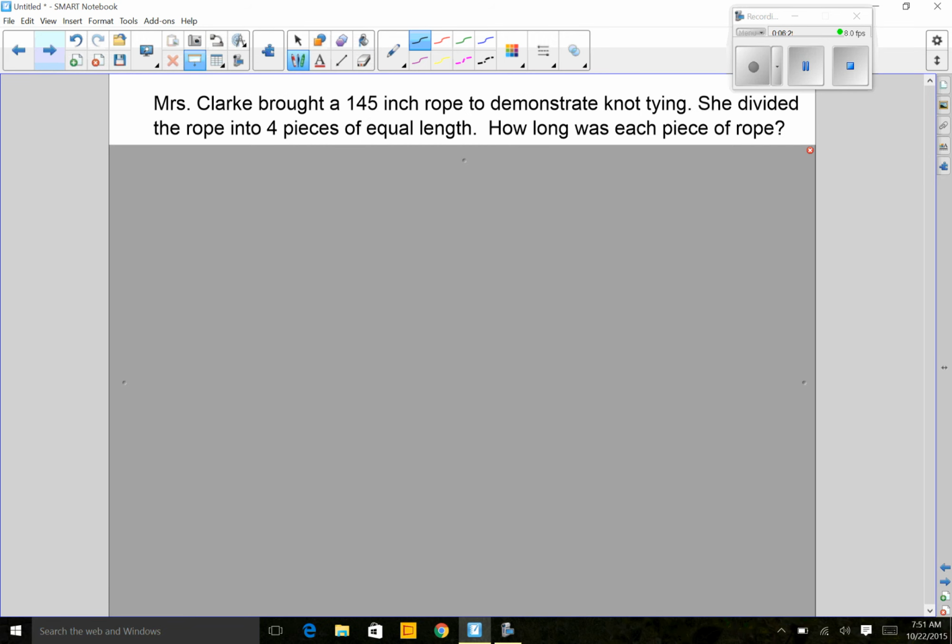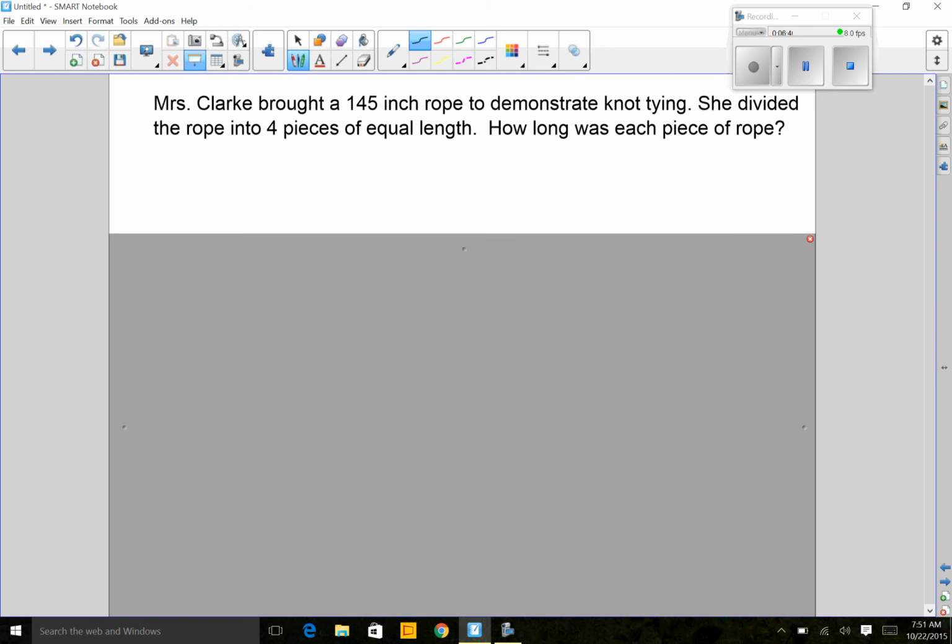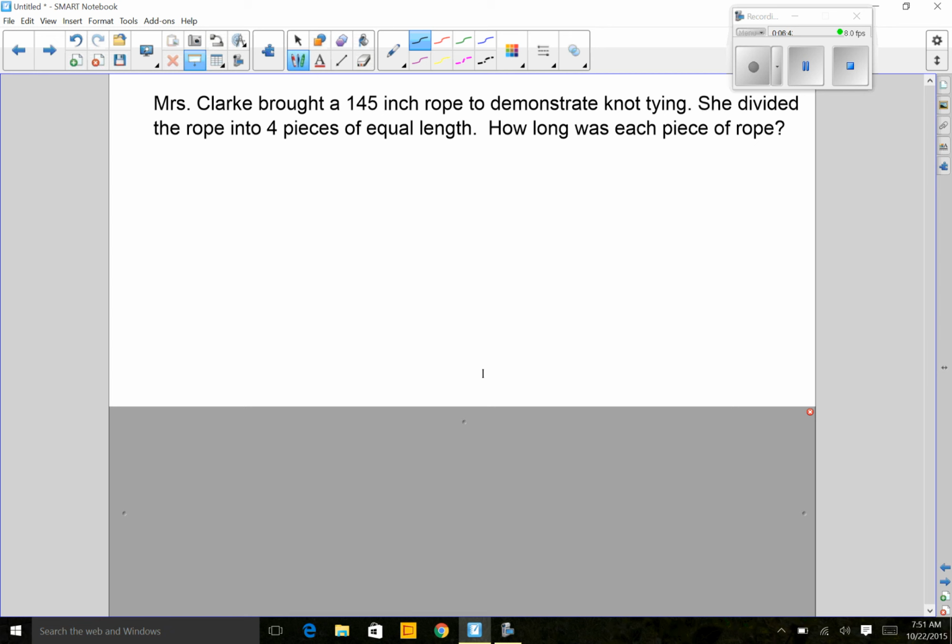And then the third way of doing this, so now I have Mrs. Clark bought a 145-inch rope to demonstrate knot tying. She divided the rope into 4 pieces of equal length. How long was each piece of rope? So again, I've got 145. I want to know how many pieces of 4 I can do. How much will each length of the 4 pieces be?